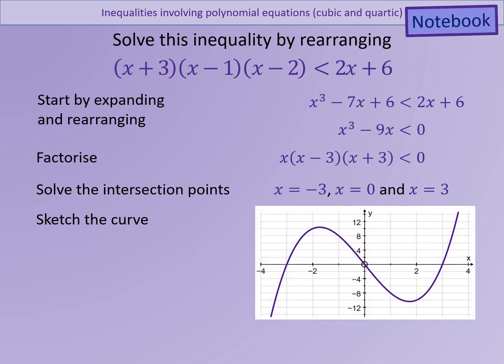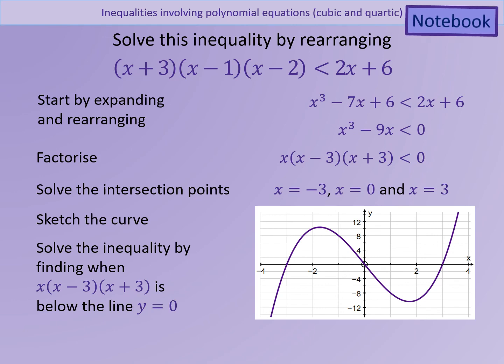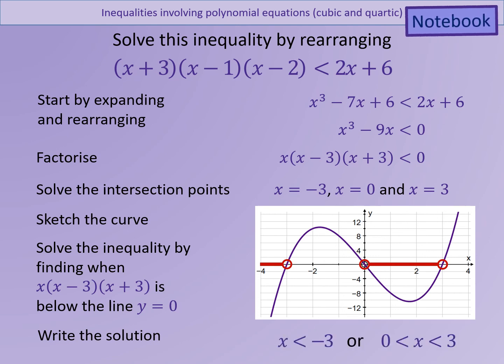And now because we've rearranged the equation, we're no longer saying where is it less than 2x plus 6, we're saying where is it less than 0. So in other words, where does that cubic go below the x-axis? And we can see there are 2 sections where that happens. So the first section is here, so everywhere up to the point minus 3. And the second section is everywhere from x is 0 up to x is 3. So that gives us the same solution from earlier. So the solution, we either get x is less than minus 3 or x is greater than 0 but less than 3.